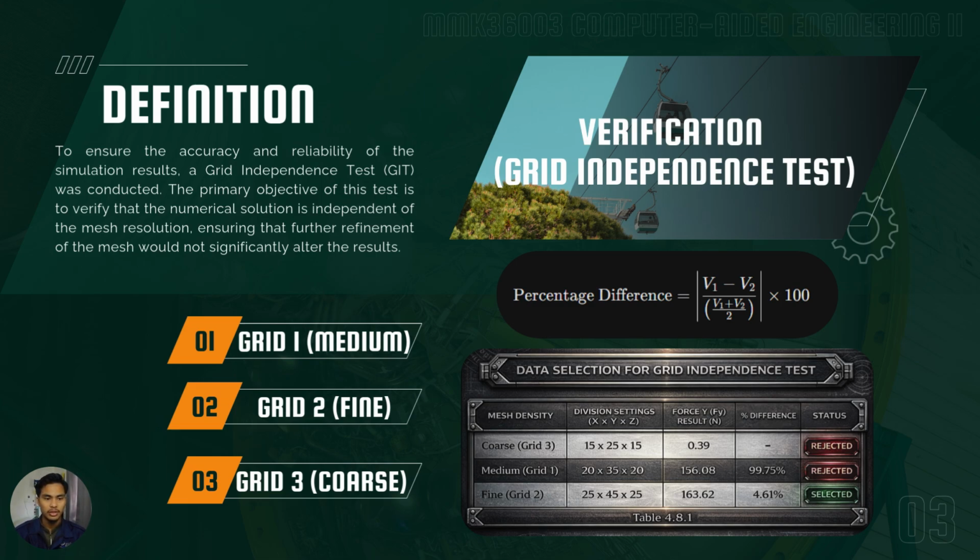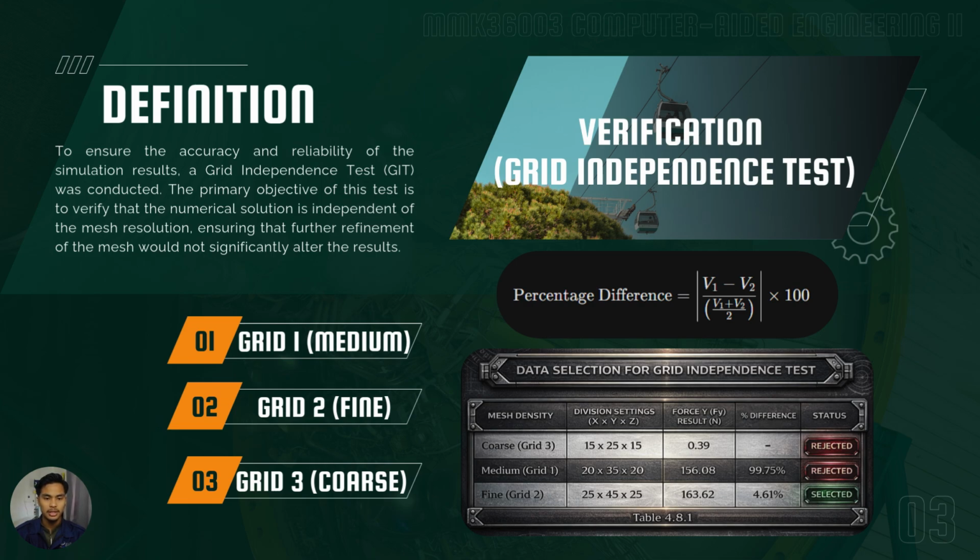As you can see here, the first grid is the medium mesh. The second is grid 2, which is a fine mesh. And lastly, grid 3, a coarse mesh. For selecting the best mesh density, I use this calculation formula to search for the percentage difference and choose the most minimized percentage.